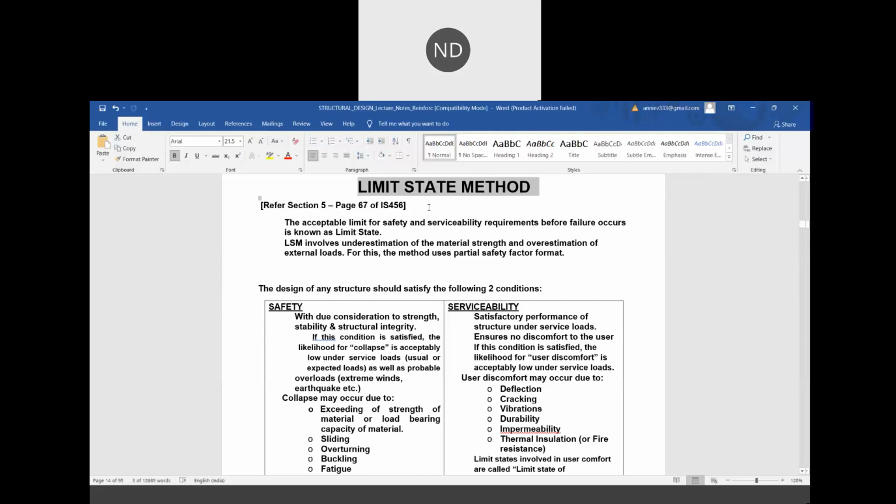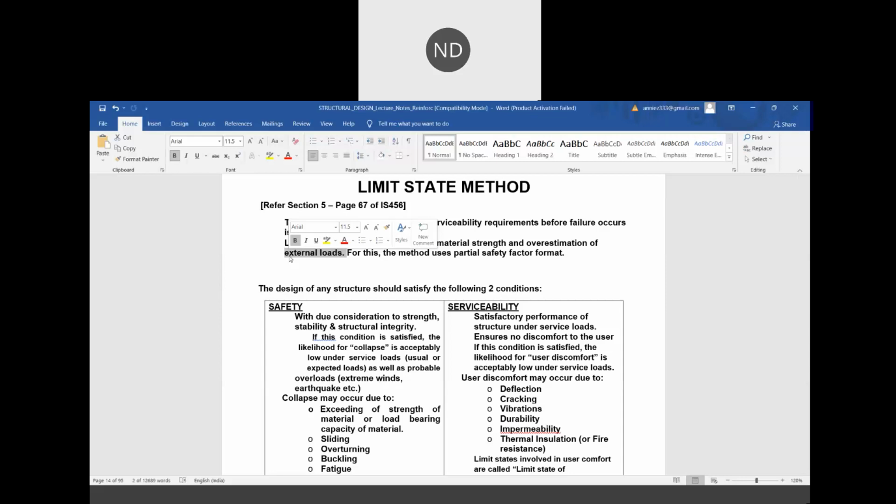what do we consider? How we perform the limit state method is that we underestimate the material strength. That means you will consider that the strength of the material is very weak, and accordingly you are going to design that. Okay, and also one more thing, overestimation of external loads. So in the limit state method, we consider that the strength of the material is very less.